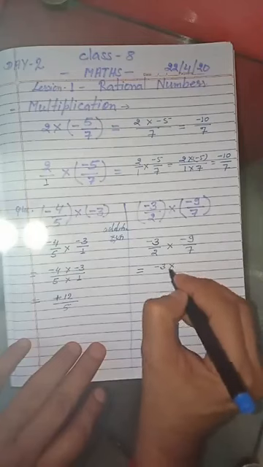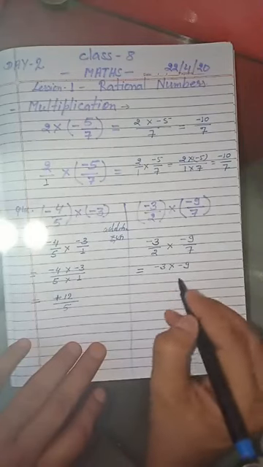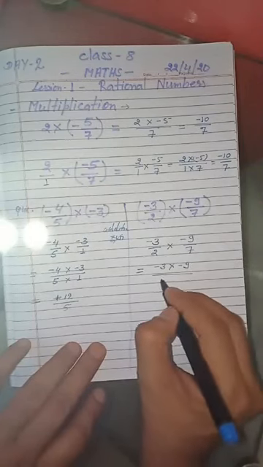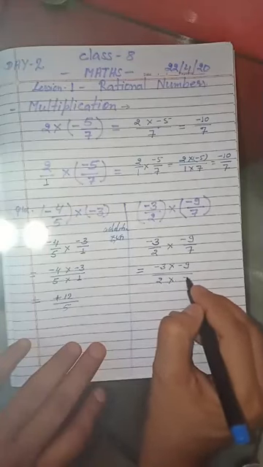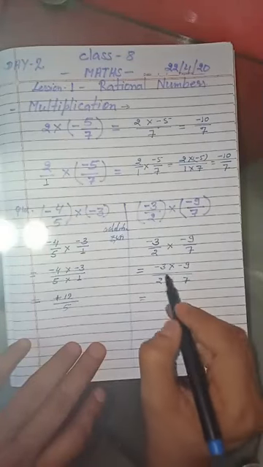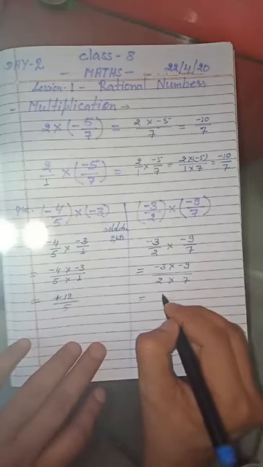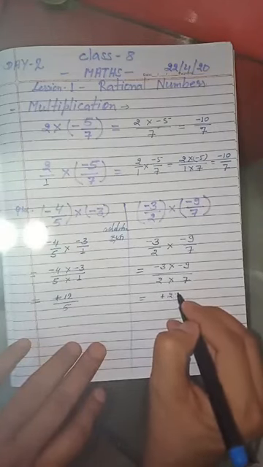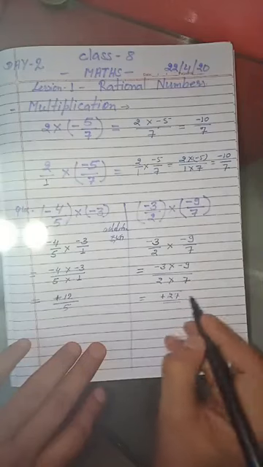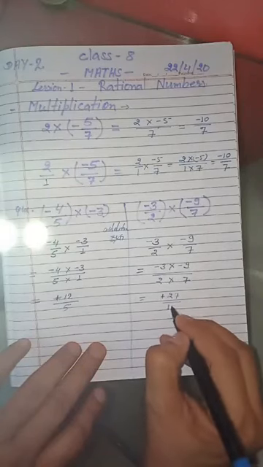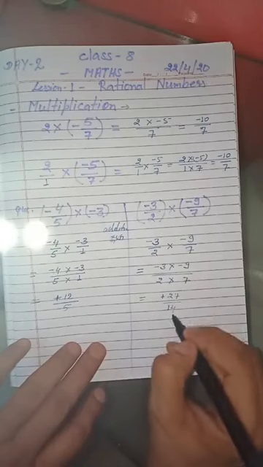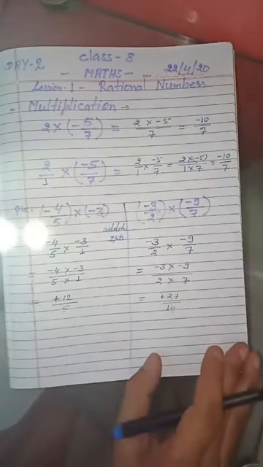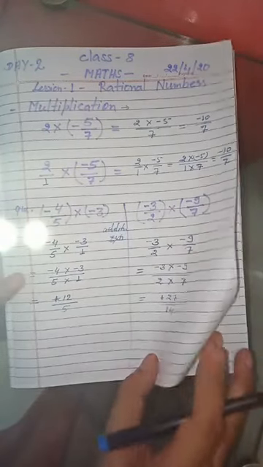Minus 3 multiplied with minus 9 divided by 2 multiplied with 7. Now minus and minus multiply and become plus. 3 multiplied by 9 is 27, divided by 2 multiplied by 7, which becomes 14. Is it clear? Now we are going for the next page.